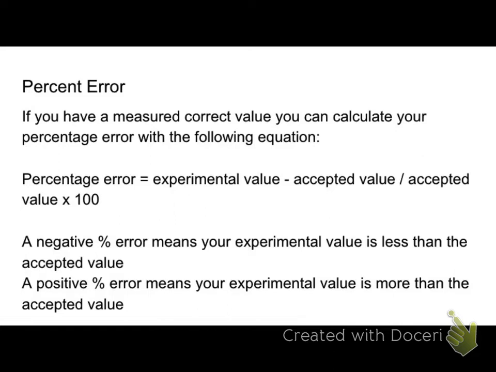If your percent error comes out as a negative number, then that just means that your experimental value was below the accepted value. It was less than what the accepted value is. If your percent error comes out to be a positive number, then you know that you overshot. Your experimental value is higher than the actual value.